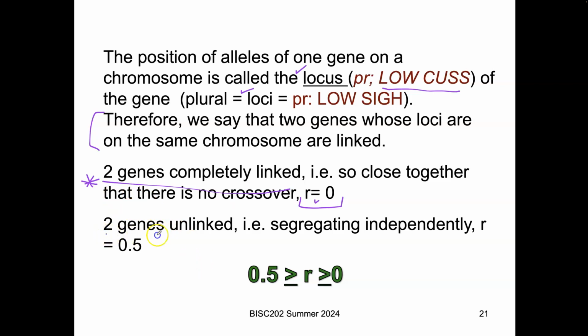And if the 2 genes are unlinked, that is segregating independently, R is going to be 0.5. So this is something for you to keep in mind because the value of R is going to be either greater than or equal to 0. It can't be any lower than 0. You can't have a negative R value. And also it can't be any higher than 0.5. And if you want an explanation for that, you can take my 302 class, but I can also talk to you about it if that's something that you're interested in.